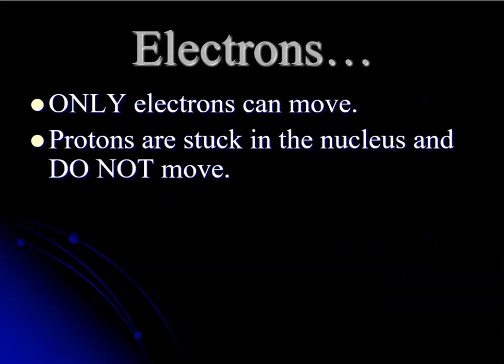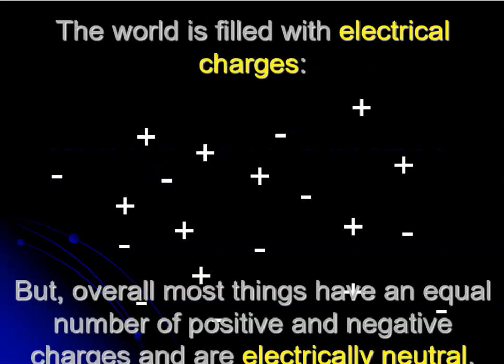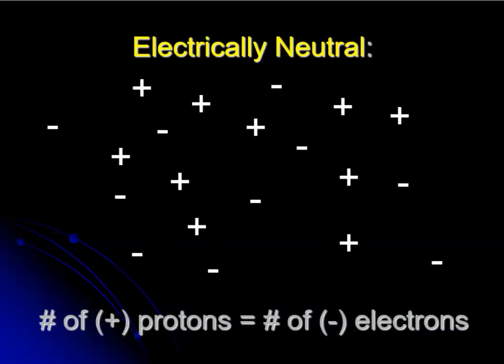Now, one thing to know, when we talk about charge and things that are moving around, being stripped away or added, only the electrons can move. The protons are stuck in the nucleus and cannot move. All right, overall, the world is filled with electrical charges. But overall, most things are going to have an equal number of positive and negative charges, and they are called electrically neutral. So when we say electrically neutral, that just means the number of protons, the positive protons, is equal to the number of negative electrons.